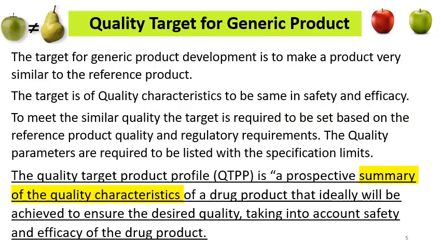In this video, we are going to see two elements, that is the quality target product profile and the CQAs, that is critical quality attributes, and the remaining parts, CMA, CPP and control strategy, we will study in the next upcoming videos. So, quality target for generic product.